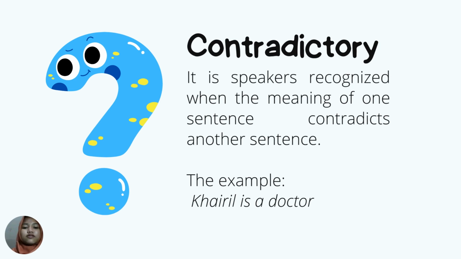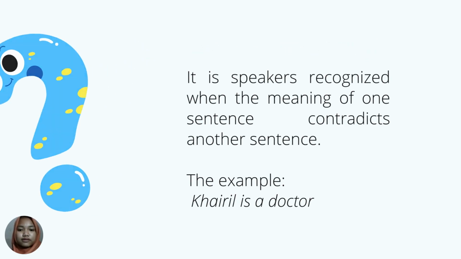Contradictory. It is speakers recognize when the meaning of one sentence contradicts another sentence. The example: Kyril is a doctor. Rahma is a poor man. Sentences about the same person, but two of them are related in such a way that if one is true, the other must be false.